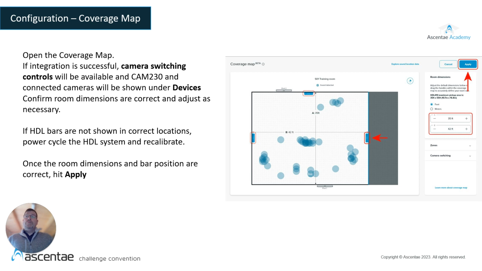Now, it's possible you may find that the HDL soundbars are not shown in the correct locations. At this stage, power cycle the HDL system and recalibrate if the HDL bars are not in the right locations. Once the room dimensions and bar positions are correct, hit apply. This is really important. If the bars are not shown in the right locations in the room on the map, you will not get accurate sound location data and your zones will not work properly.